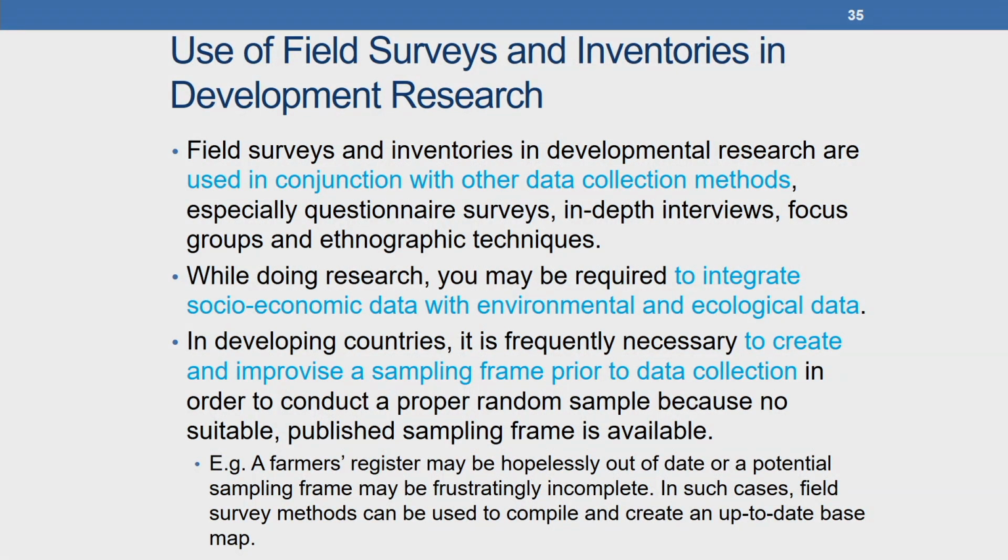Usually, because in developing countries we do not have much computerized data of the different locations that we are studying, it becomes important for the researcher, the investigator, to design the sampling frame in the first place. But designing a sampling frame is a task in itself, because you do not have pre-ordered numbers. You are creating those numbers keeping certain characteristics in mind, and that is where field mapping and field inventories bear a lot of importance. Example, a farmer's register may be hopelessly out of date, or a potential sampling frame may be frustratingly incomplete.